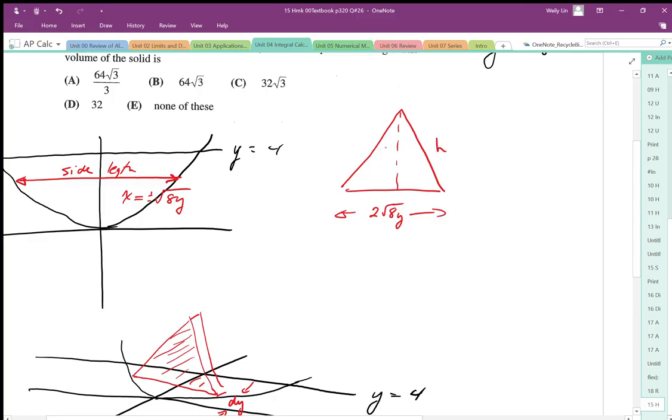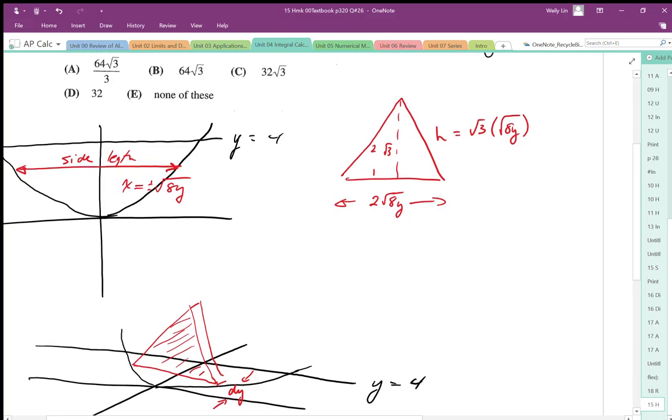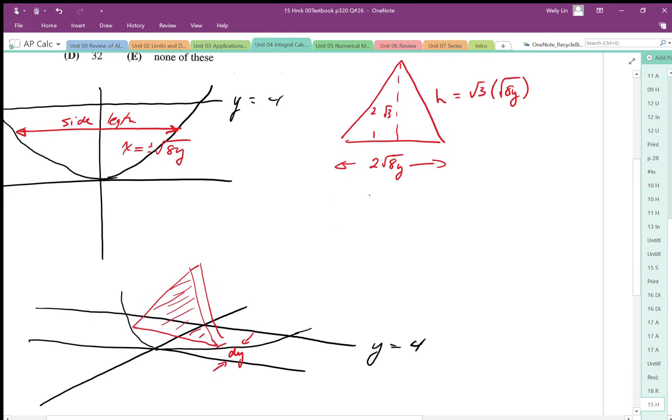For the height value, I'm going to use the 30-60-90 triangle, and I have the proportions 1, 2, square root 3. The height goes with the square root 3 length. So since this section here is going to be root 8y, I'm going to have root 3 times root 8y, and that represents the height value. So once I have the base and the height, I can get the area of the triangle.